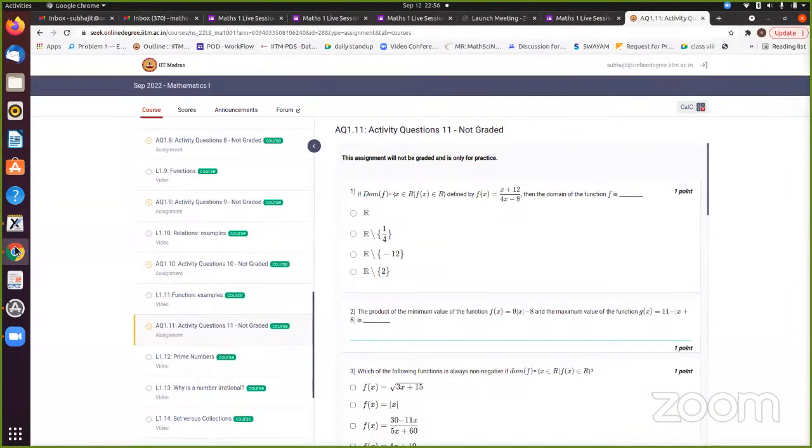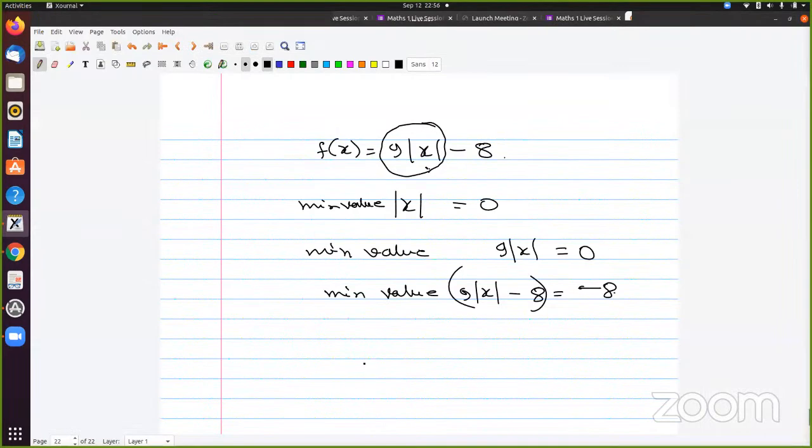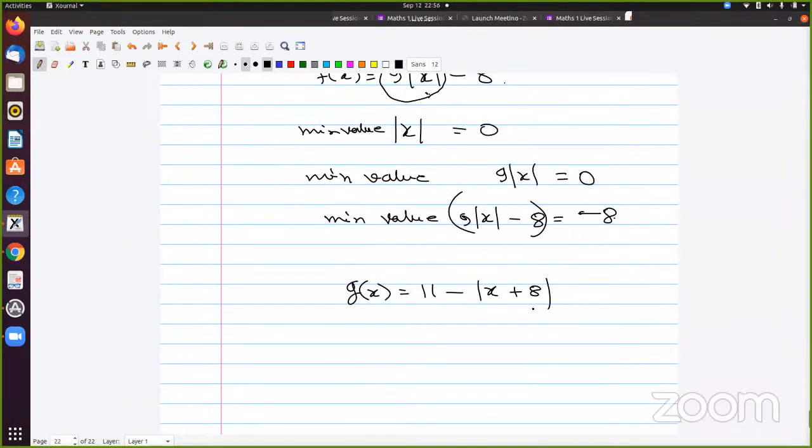g(x) is 11 minus |x plus 8|, right? Yes, 11 minus |x plus 8|. What is the minimum value of |x plus 8|? So 0. Minimum value of this? Can you tell me what is the minimum value of this?